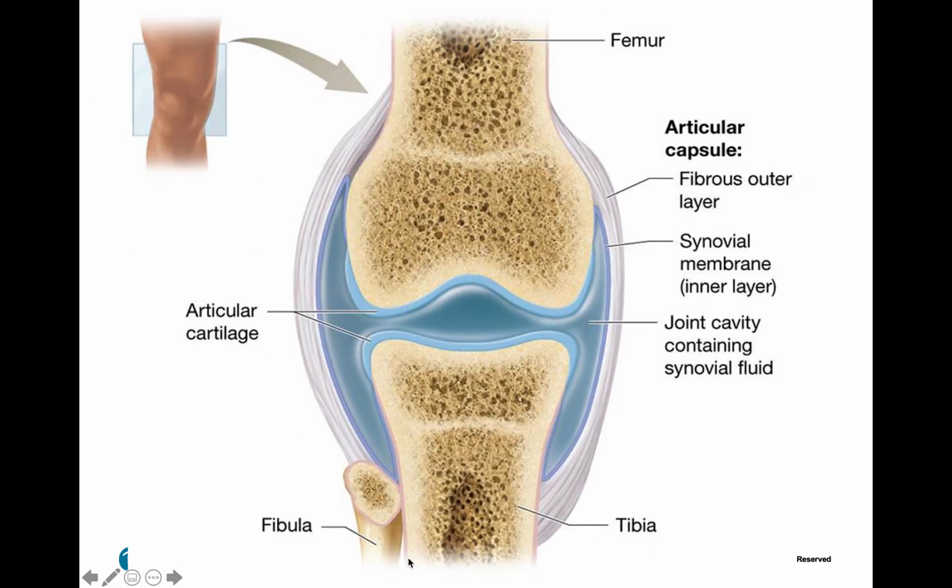So this is just a larger image, just amplified a little bit, but same thing, okay? So you should be able to tell me about the structural elements of synovial joints, what tissues they're composed of, and what their functions are.